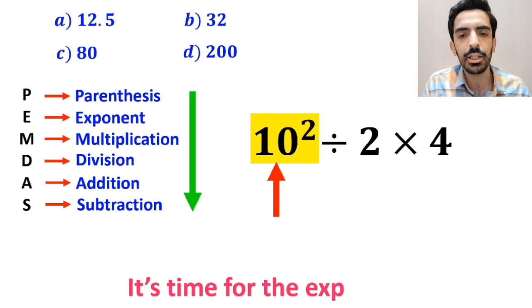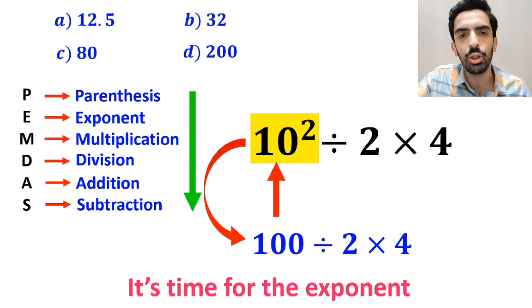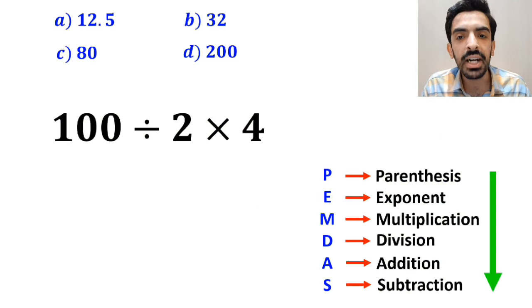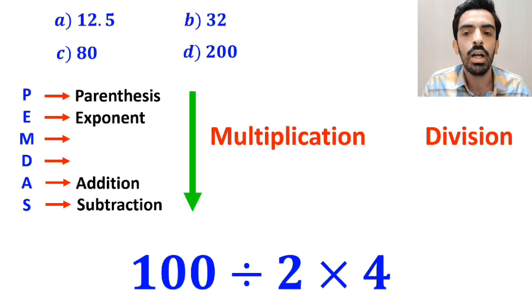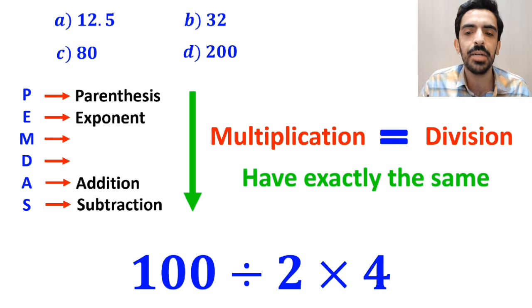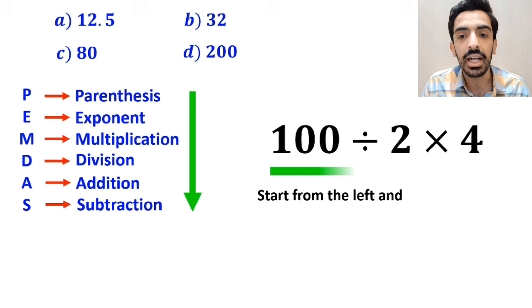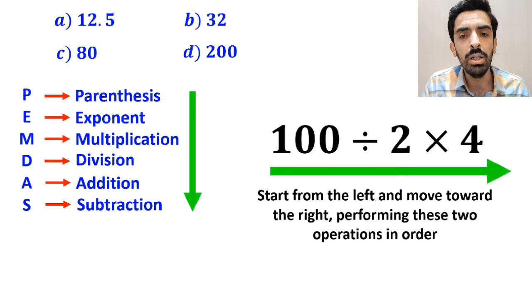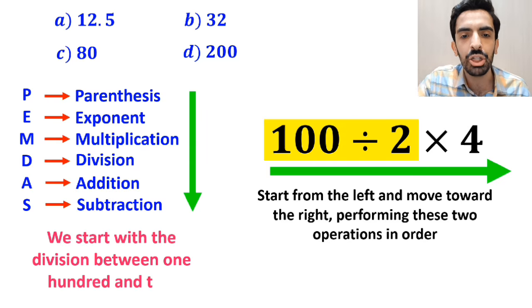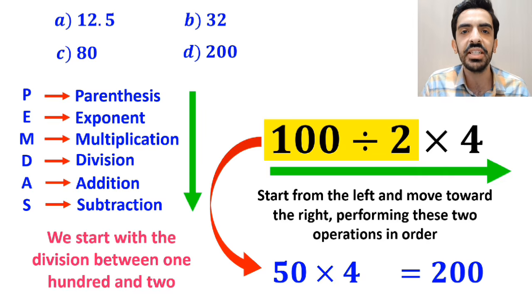Now, it's time for the exponent. So, instead of this expression, we can write 100 divided by 2, then times 4. In the final step, we handle the division and multiplication. However, it's very important to note that according to the PEMDAS rule, multiplication and division have exactly the same level of priority. The best approach in this situation is to start from the left and move toward the right, performing these two operations in order. So, we start with the division between 100 and 2, and this expression simplifies to 50 multiplied by 4, which finally gives us the answer 200.